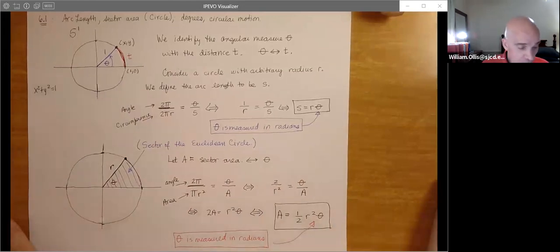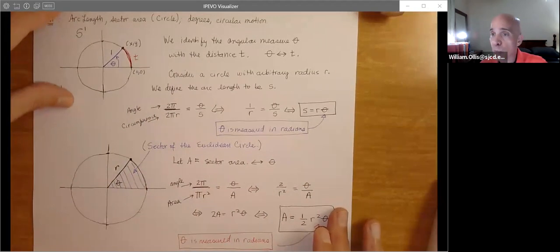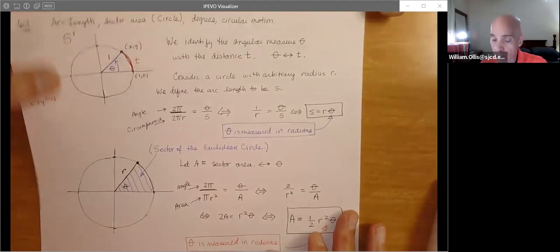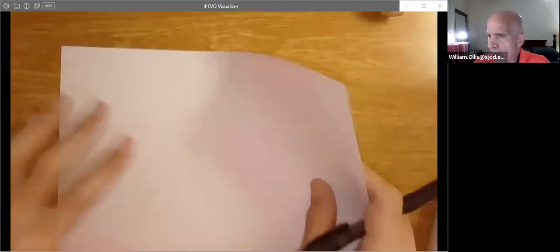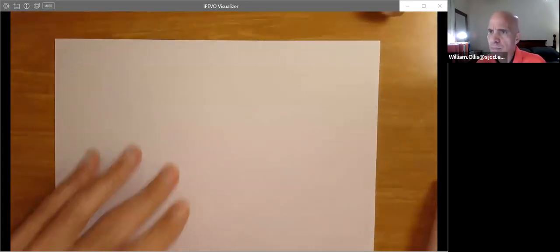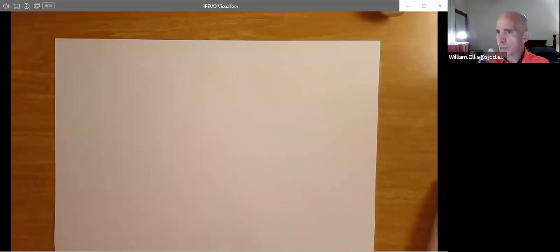Okay, now what I want to do, and we'll have an opportunity to use some of these, I want to go ahead and define what we mean by degree measure for an angle. Now, you're thinking, we got radian measure. Why do we need something else?